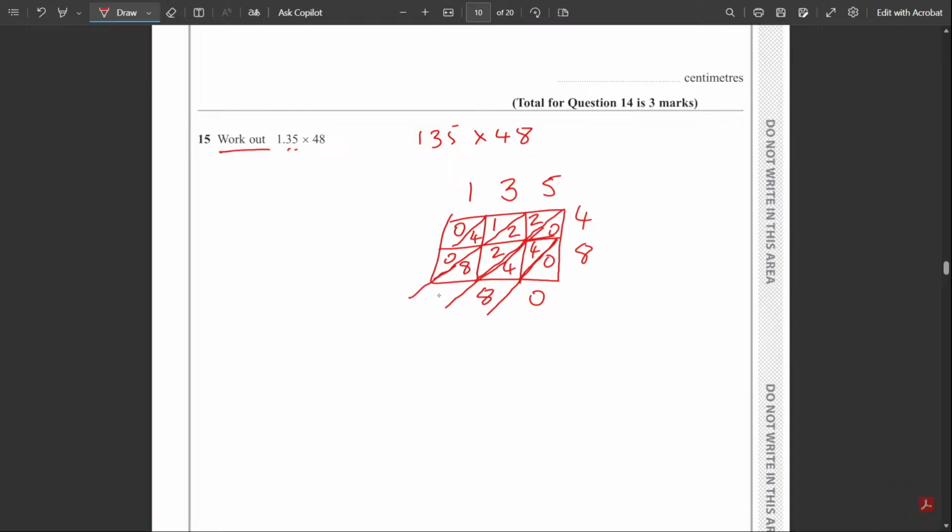It's 10, 14. And if you have more than 10, you're going to carry one forward. So 14 and carry one forward. So we're going to add these numbers. So 1, 4, and 1, that gives you 6. So this is what your answer is.